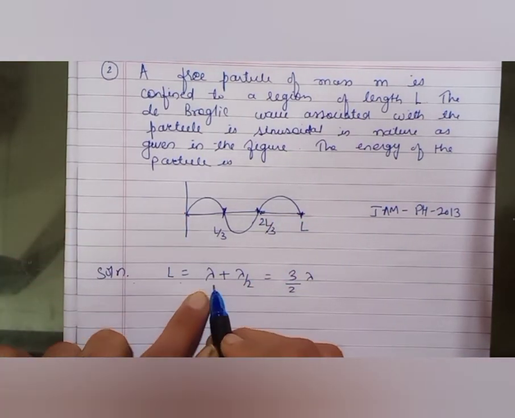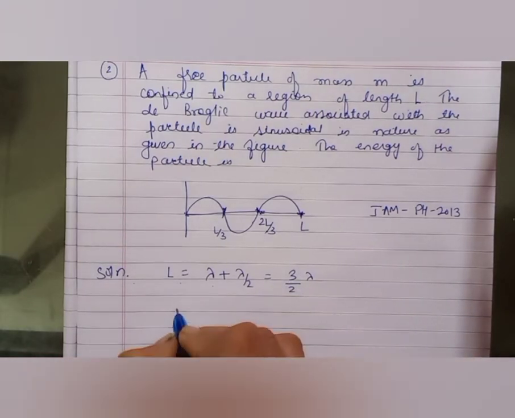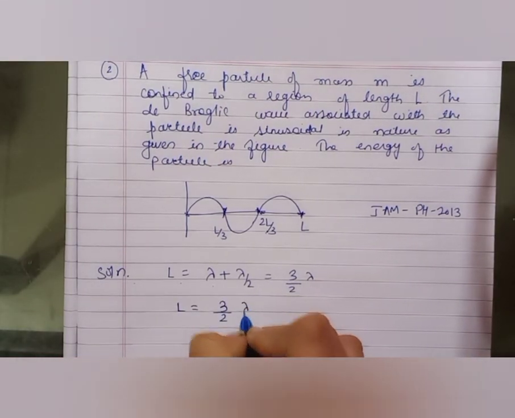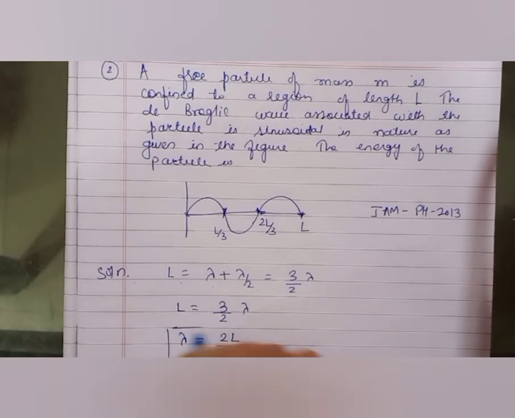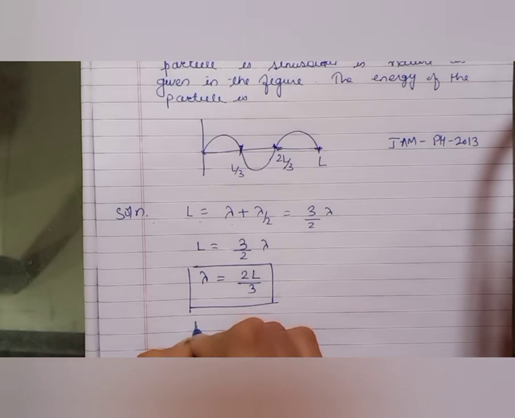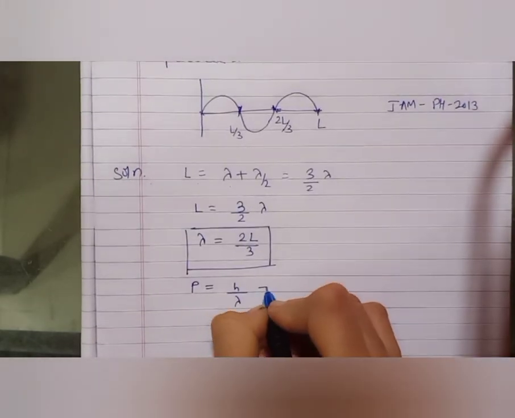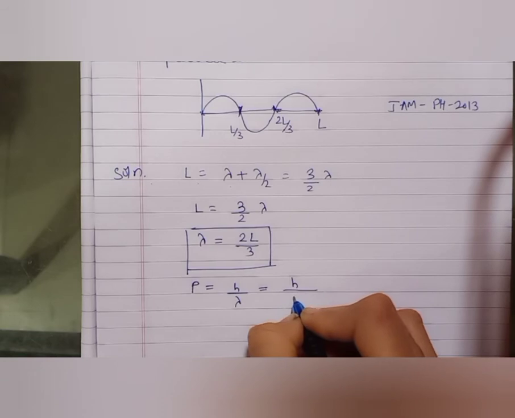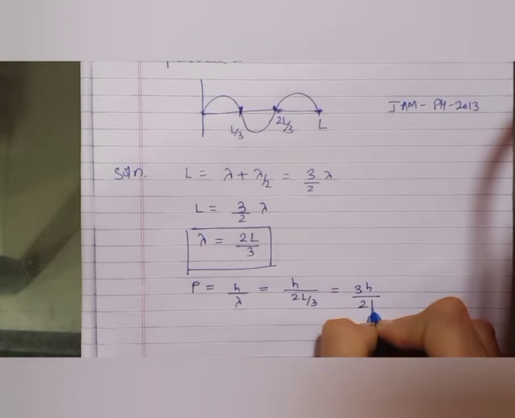So I can write L equals lambda plus lambda by 2, that is 3 by 2 lambda. So L equals 3 by 2 lambda. That means lambda equals, shifting the 2 here, 2L upon 3. So lambda equals 2L by 3. Now we know the de Broglie relation is p equals h upon lambda. So h upon the value of lambda, 2L by 3, so I get p equals 3h upon 2L.